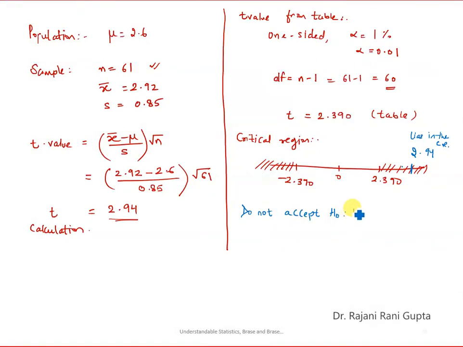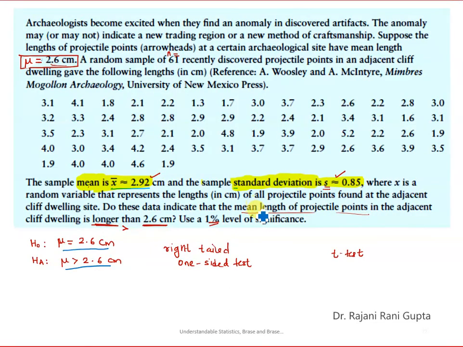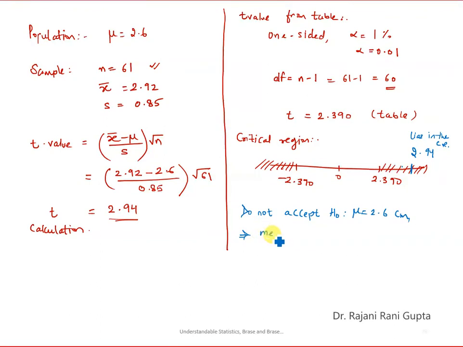So what we can see is that the mean length of projectile points in the adjacent cliff dwelling is longer than 2.6 centimeter. Okay, so you have to write all this: the mean length of the projectile points in this dwelling is longer than 2.6 centimeter.